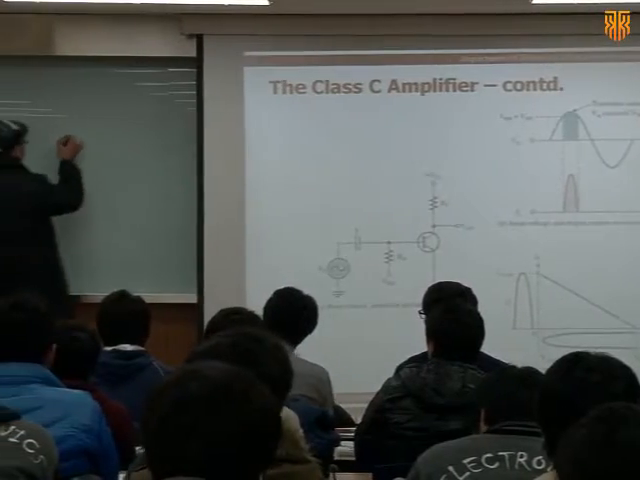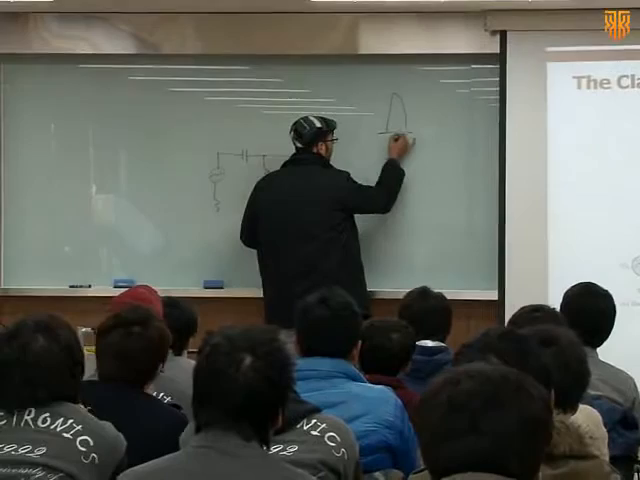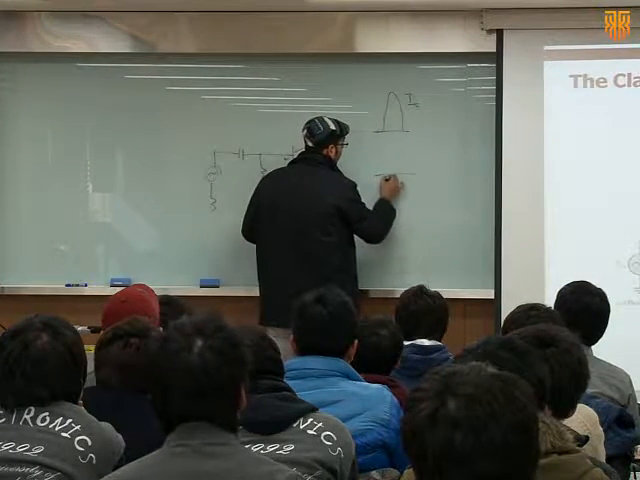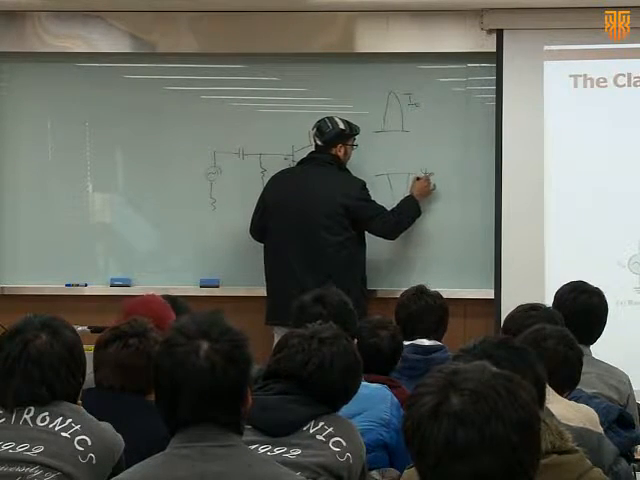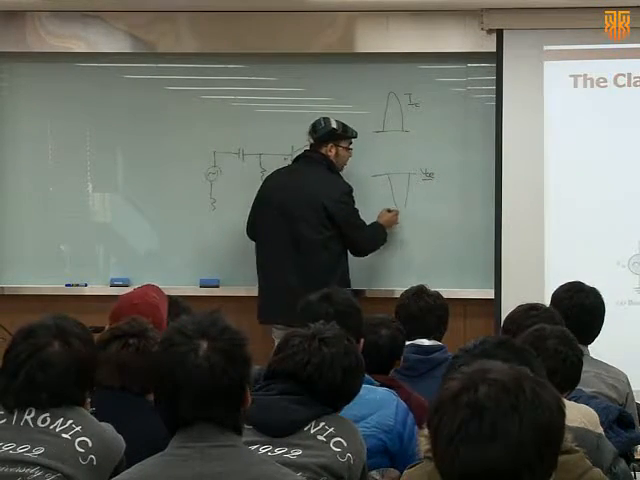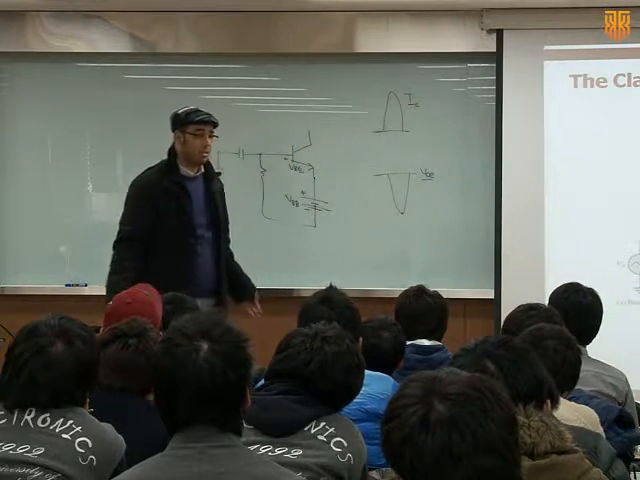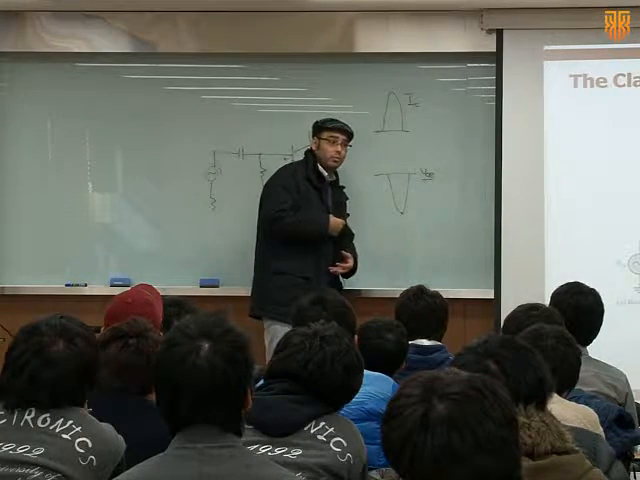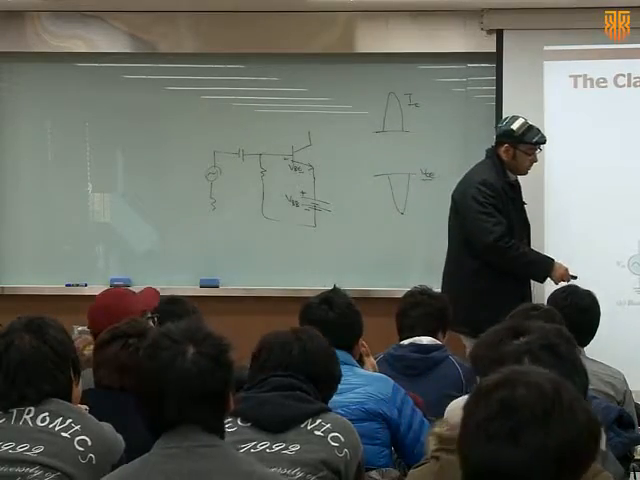If I have IC something like that, and VCE is something like that, this one is what? Maximum or minimum? It is the peak, the minus peak, right? It means that it is the maximum value, but in the negative direction, okay? So it is this one.